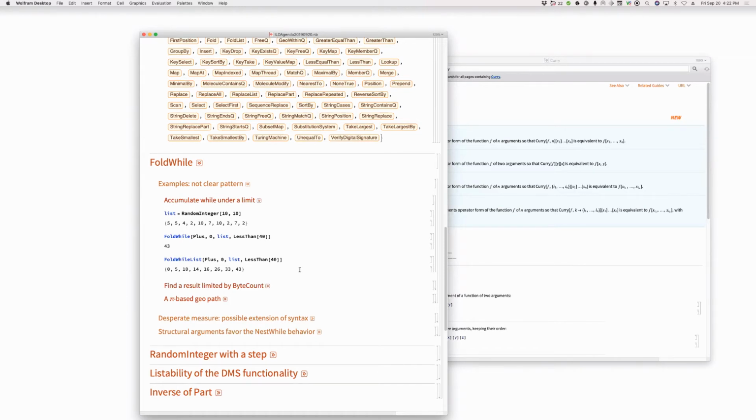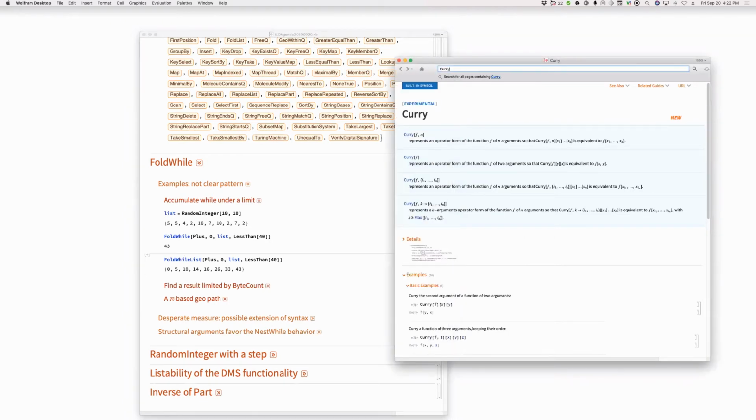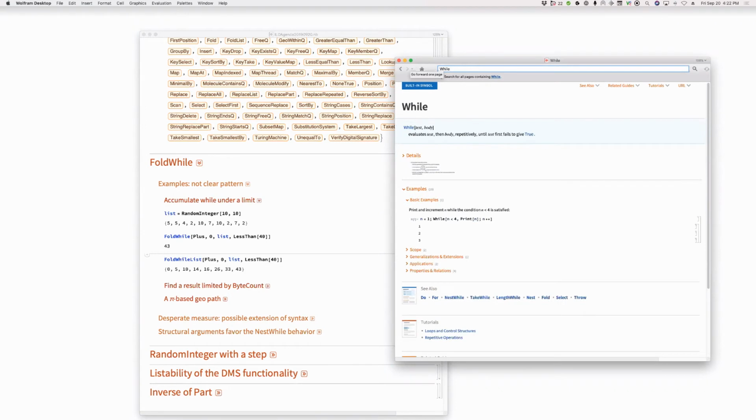Fantastic. I have the impression it's slightly more useful to know the first failure case, because at least in FoldWhileList, you get both back. What does While do? While takes an action and then stops taking the action and returns nothing, right? Yes, it's like Do.